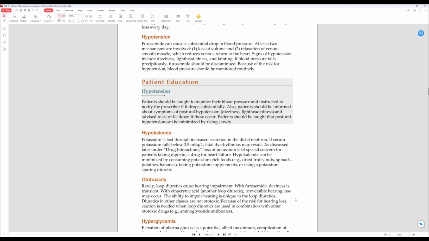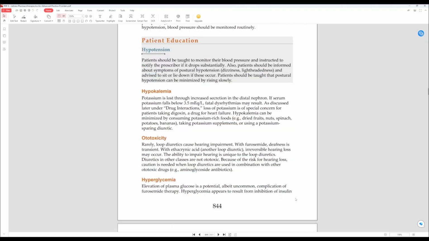Hypotension. Lasix can cause a substantial drop in blood pressure. At least two mechanisms are involved: the loss of volume and the relaxation of venous smooth muscle, which reduces venous return to the heart. Signs of hypotension include dizziness, lightheadedness, and fainting. If blood pressure falls precipitously, Lasix should be discontinued. Because of the risk for hypotension, blood pressure should be monitored routinely.